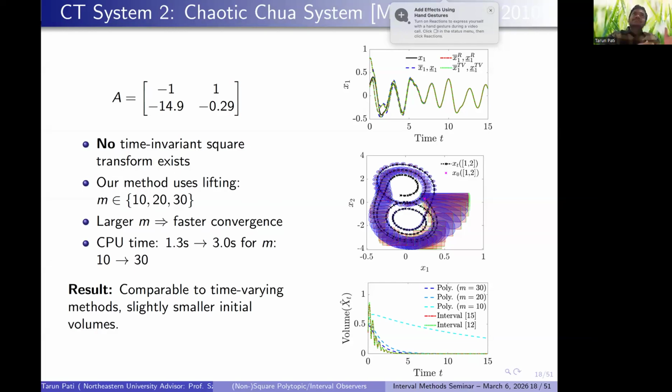And also we achieved this. One thing I want to reiterate is that we achieved this using a time invariant transformation. Although it may be a tall matrix P, it is time invariant. The second example that we've chosen is a chaotic Chua system whose dynamics are given here. And even in this, it can be seen that our estimates converge to the true states pretty quickly, both for the polytopic estimates as well as interval estimates.